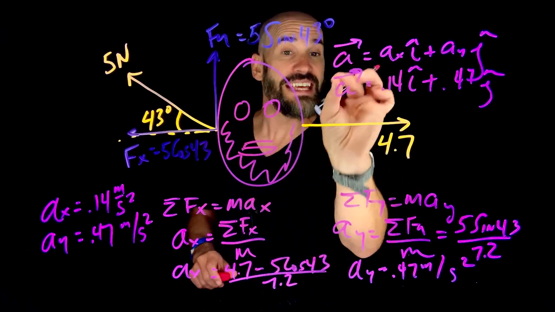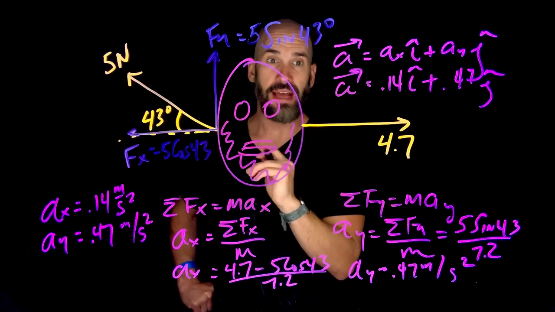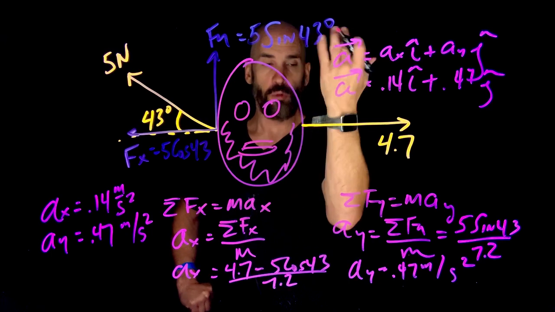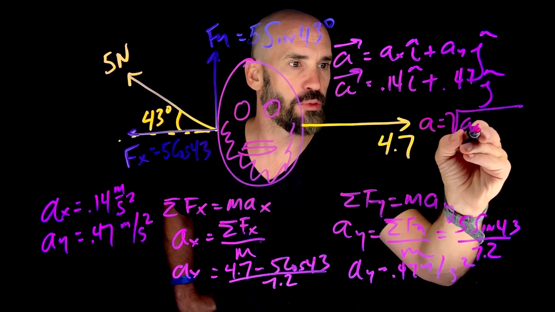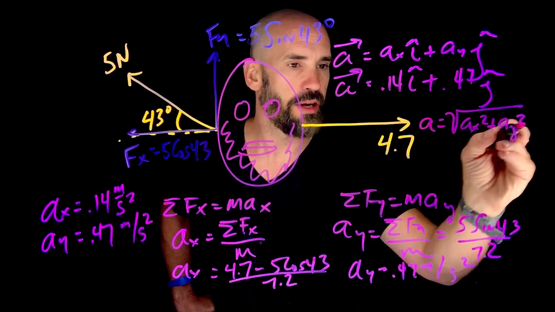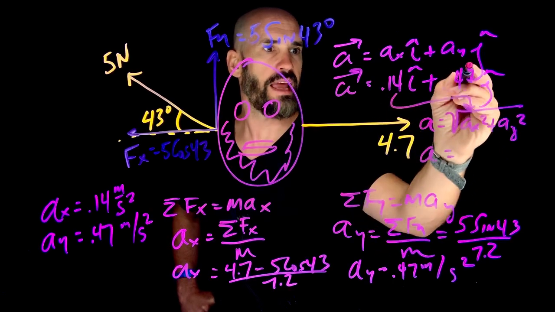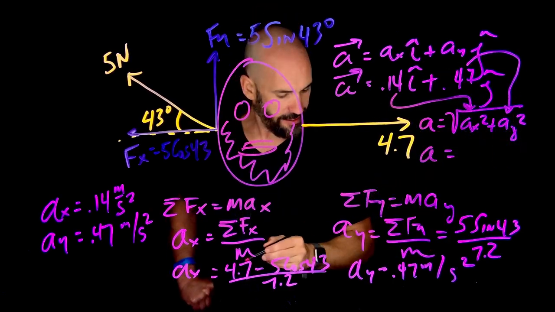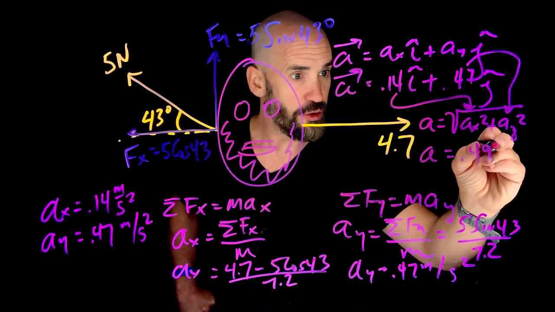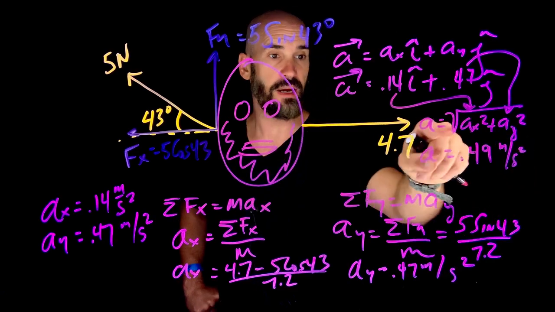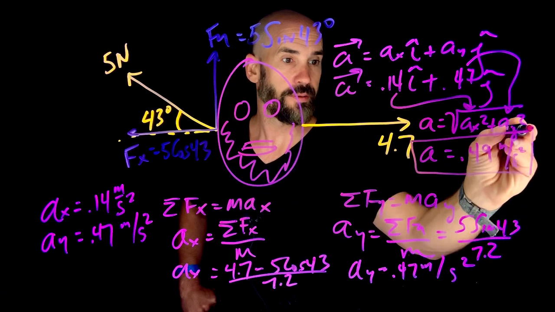So is this what we're looking for? No, we're looking for the magnitude. How do you get magnitude if you have the components? Quite easy, my friends. You just say square root of a_x squared plus a_y squared. I put in my a_x and my a_y, and I get a magnitude of 0.49 meters per second squared. I just put that into my little Pythagorean relationship over here.